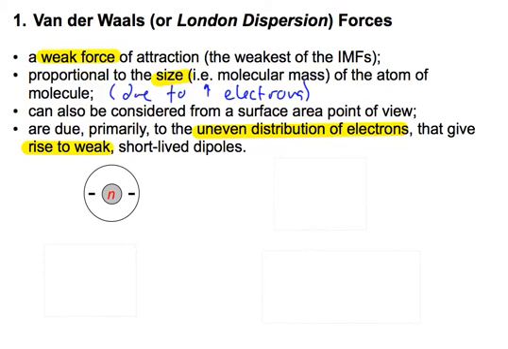So, as I mentioned, it's sort of due to the uneven distribution. If I look at this particular atom, I would say that's an even distribution of electrons.